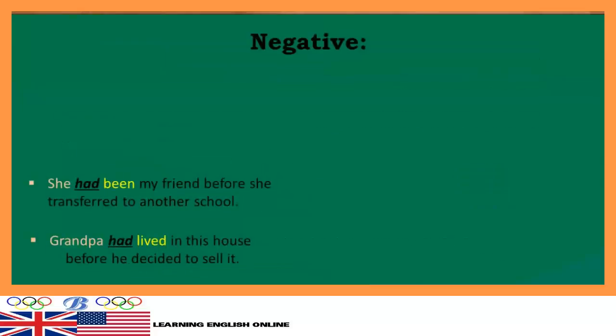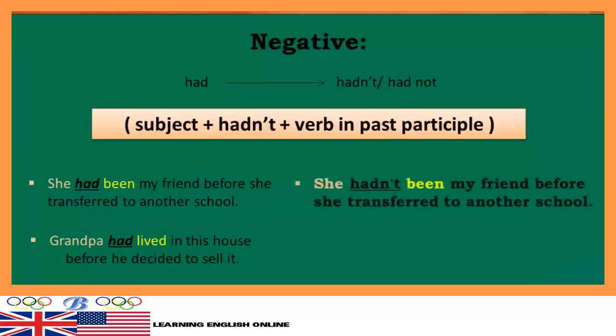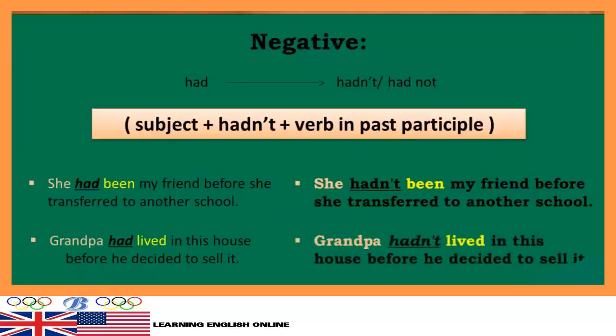Making a negative sentence is just simple. We only change had into hadn't or had not. So the pattern will now be subject plus hadn't or had not plus verb in past participle. Examples: She had been my friend before she transferred to another school. She hadn't been my friend before she transferred to another school. Grandpa had lived in this house before he decided to sell it. Grandpa hadn't lived in this house before he decided to sell it.